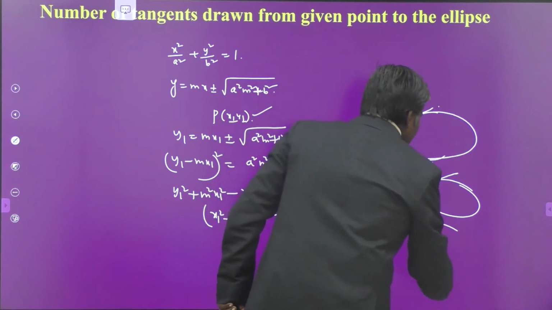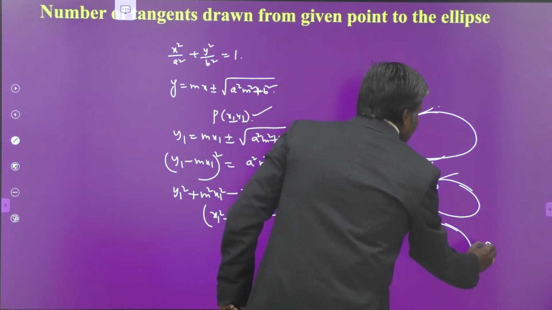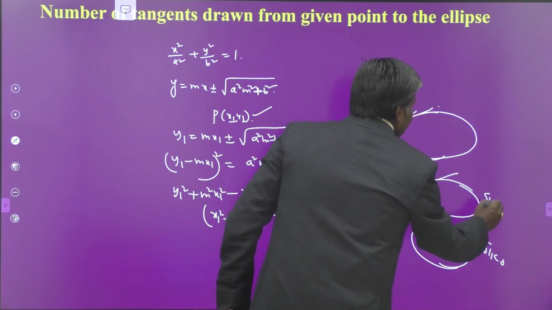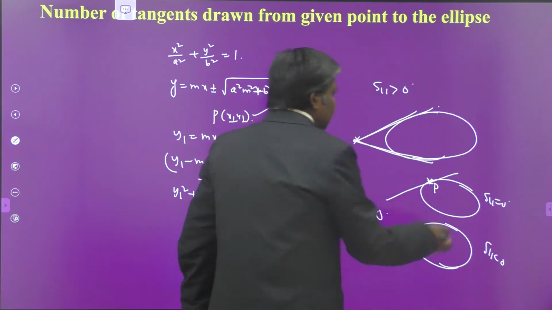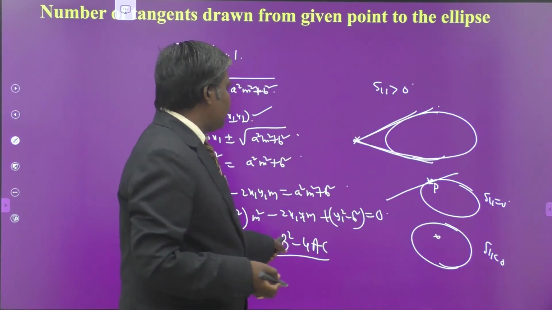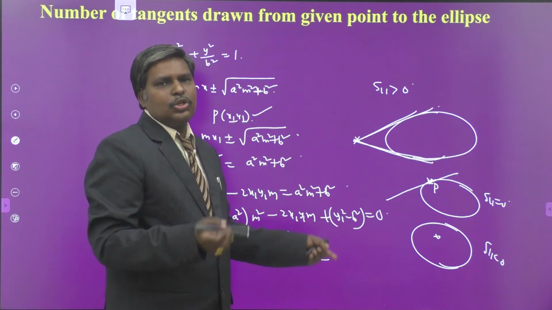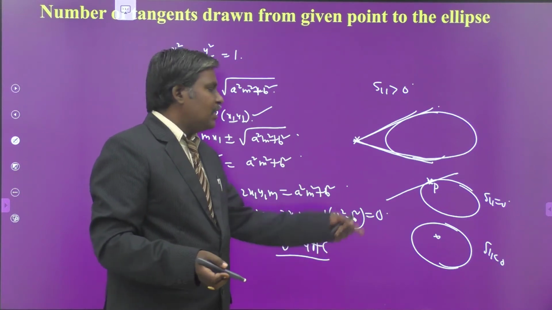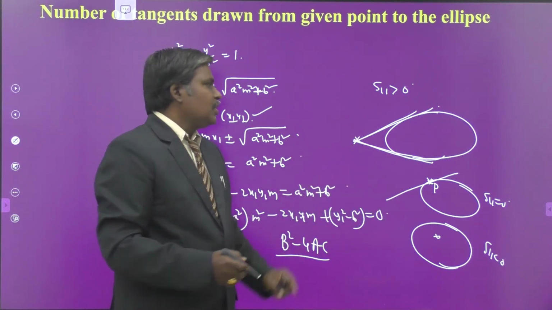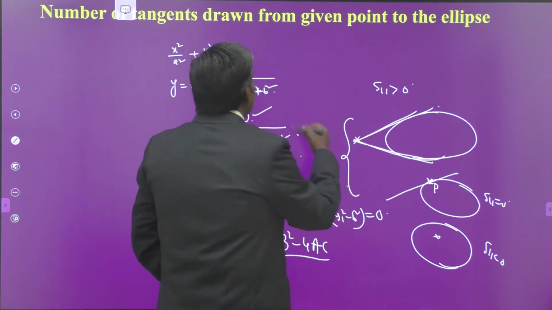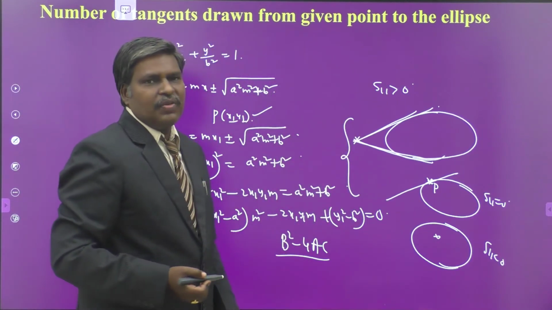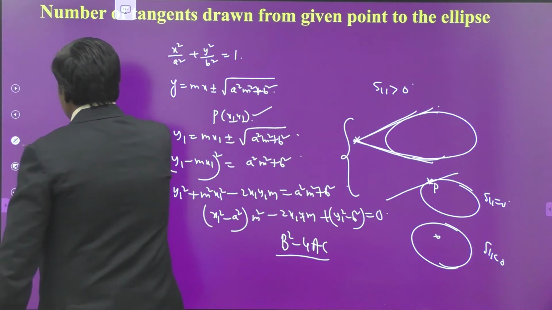Suppose the roots are imaginary. This is for S11 less than 0; the earlier case was for S11 equal to 0. Your point is inside the ellipse. At that time, both the roots are imaginary. There is no slope. There is no tangent through that point to the ellipse. This is the discussion about the number of tangents drawn from a given point to the ellipse.